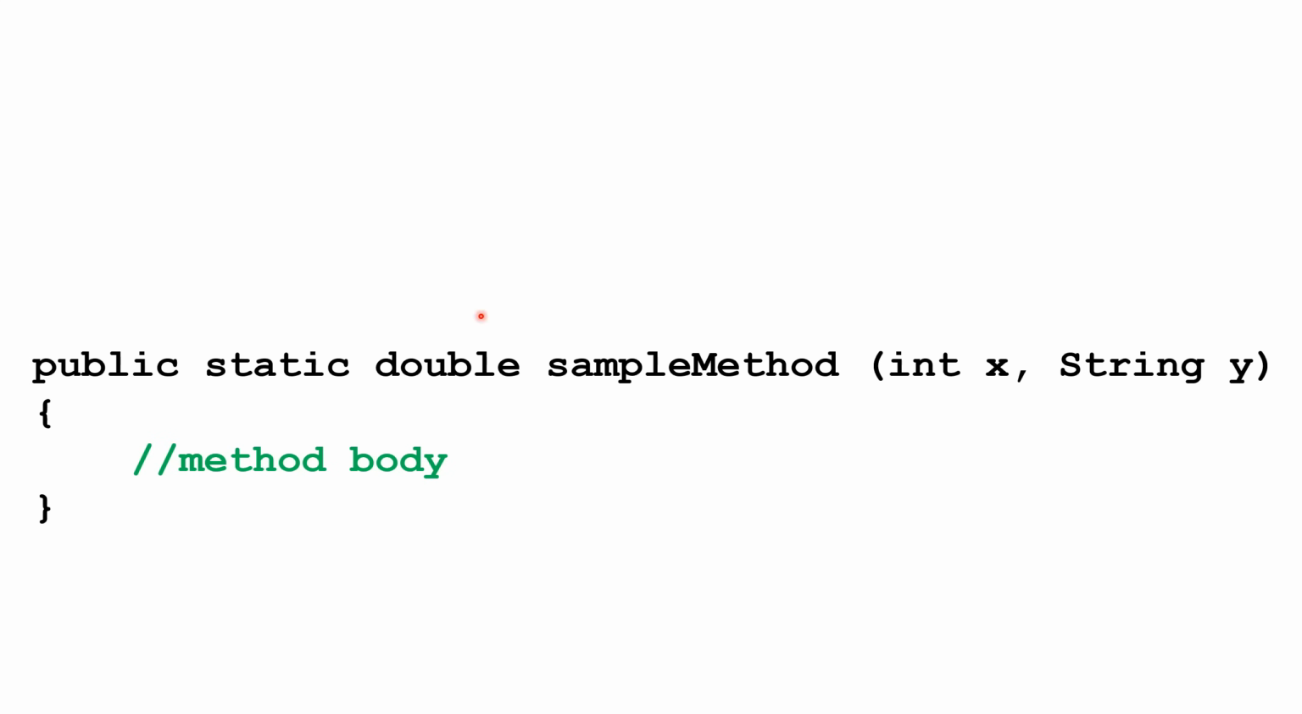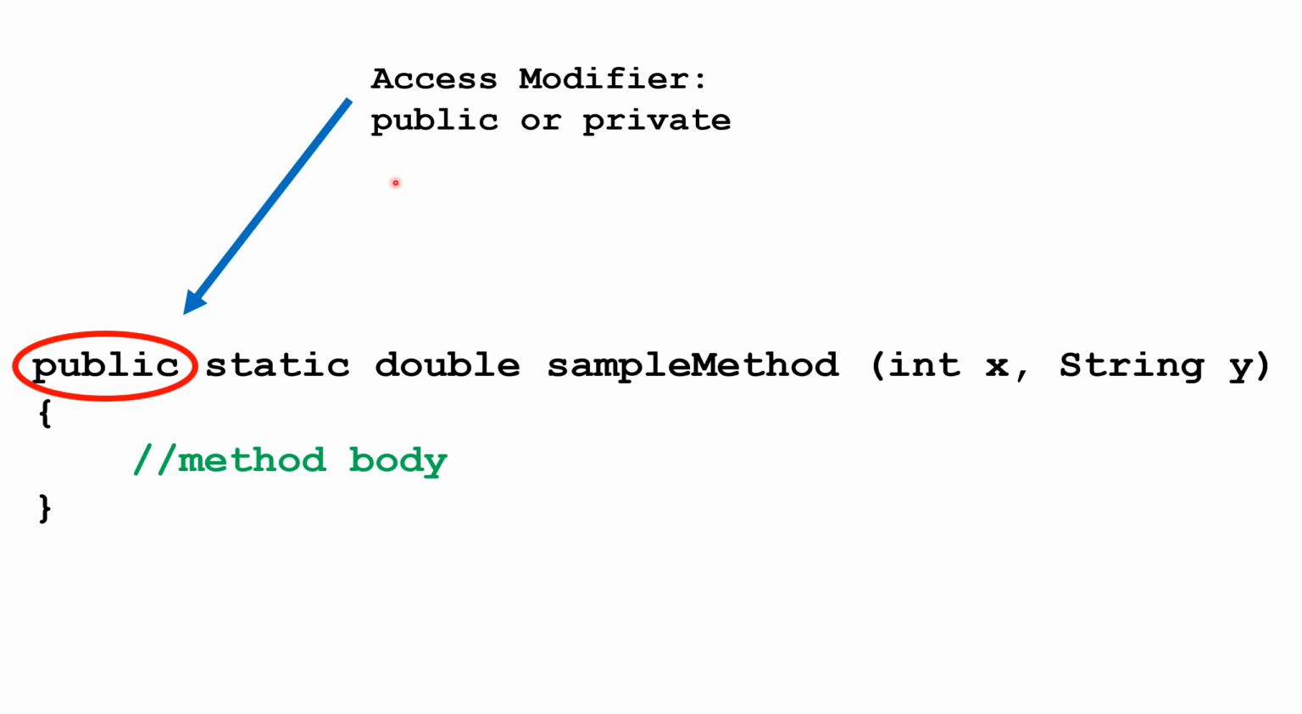Let's take a look at the method header. The first part is the access modifier. The two most common access modifiers in Java are public and private. Public means we can access it from inside or outside the class, while private just means we can only call it from inside the class.